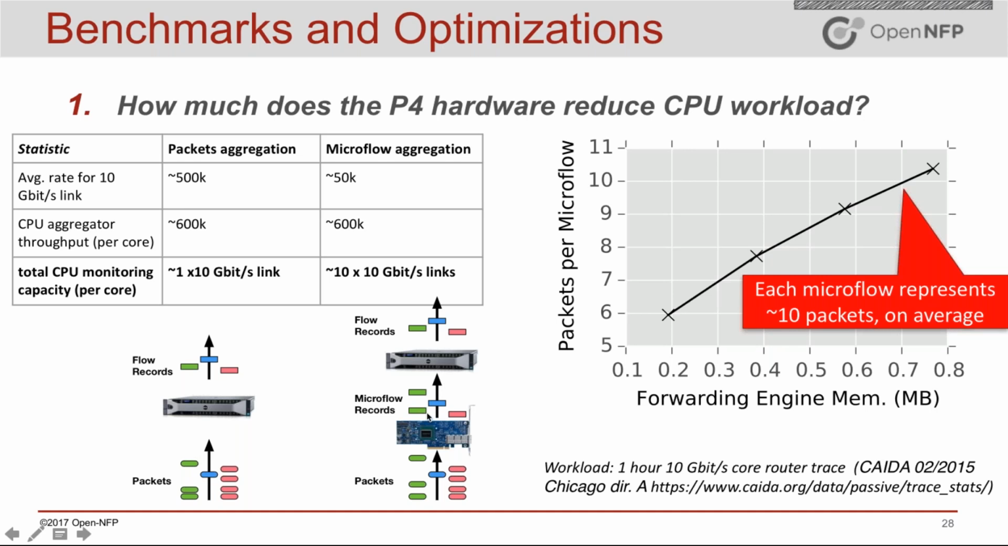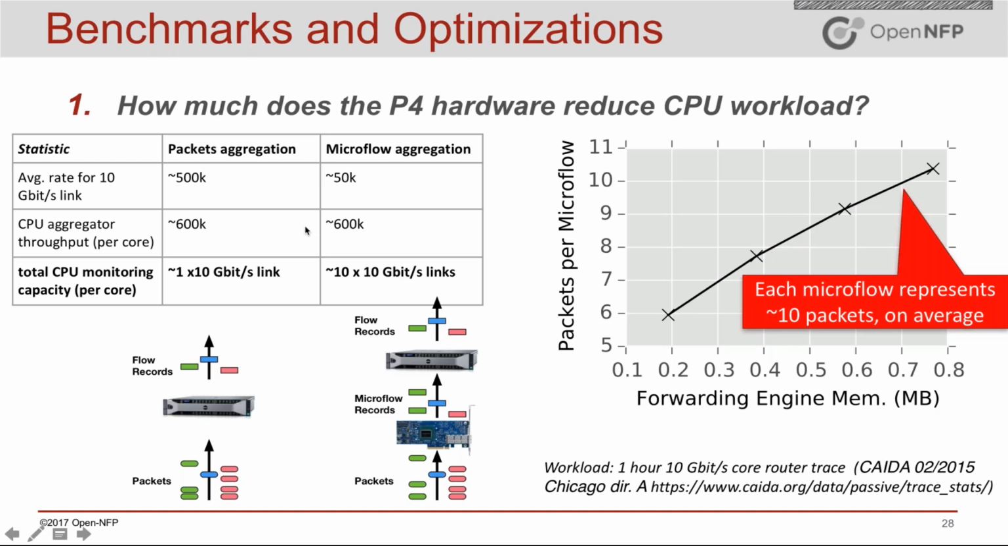And so, for context, what does this actually mean in terms of real hardware? If we look at the average packet rate and microflow rate on these traces, the average packet rate is about 500,000 packets per second. Now, if we're doing aggregation just using software running on the CPU, the commodity server, we can do about 600,000 packets per second. Now, this is assuming that we're using a Redis key value store to map packets to flow records, and that's the main bottleneck. But that's about enough capacity to handle one 10 gigabit link per core.